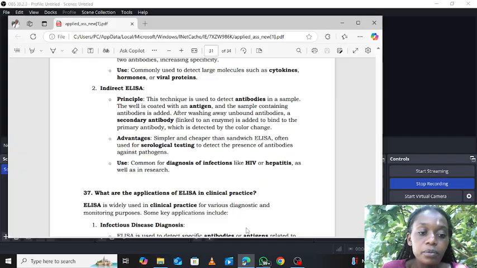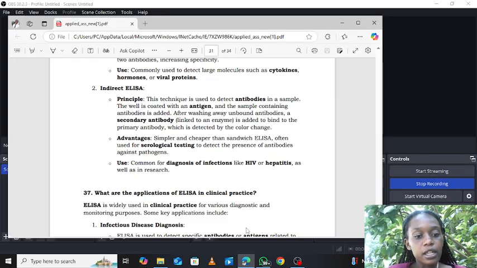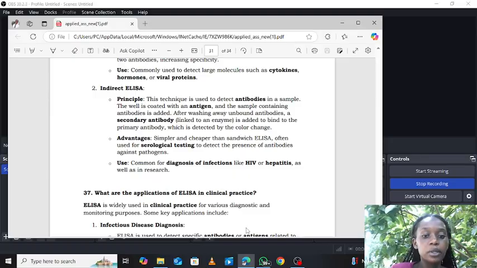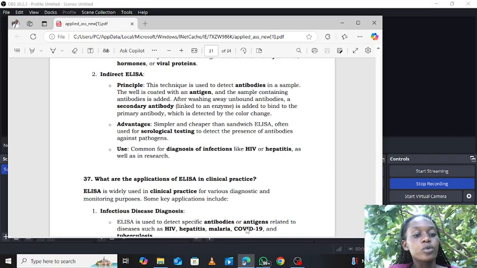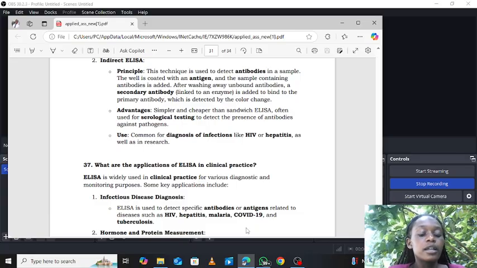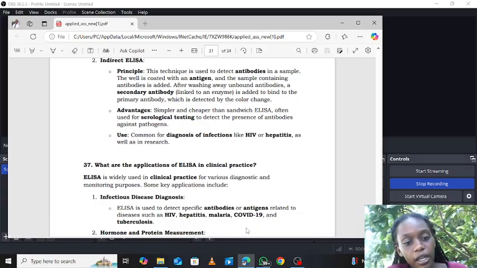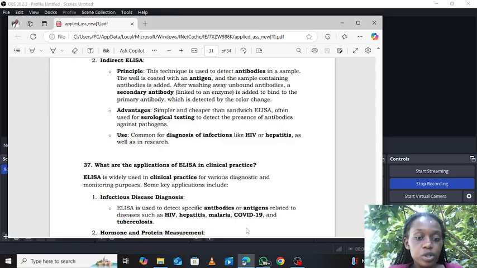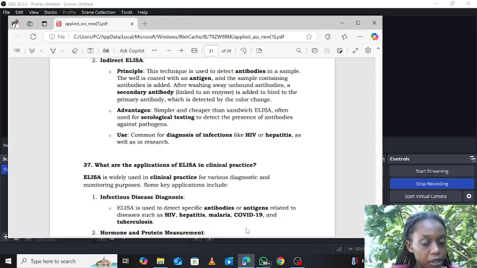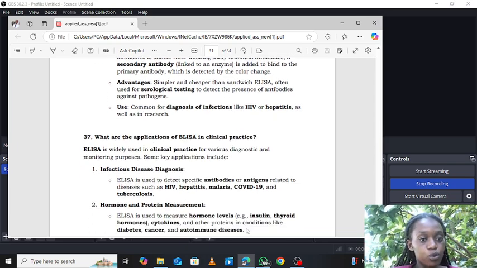And the advantage of this indirect ELISA is that it is simple and cheap. It is cheaper compared to the sandwich ELISA and is used in serological tests to detect the presence of antibodies against pathogens. Here they are telling us where we commonly use indirect ELISA: in the diagnosis of infections like HIV or hepatitis, as well as in research.